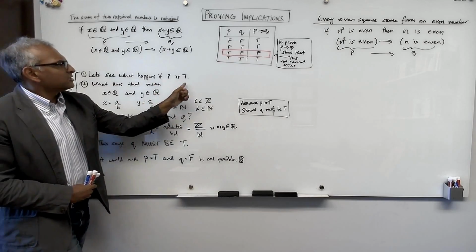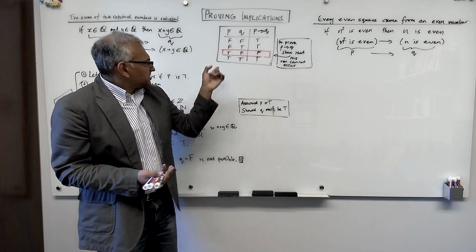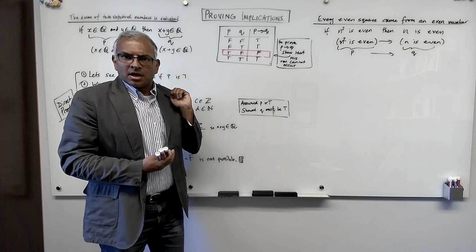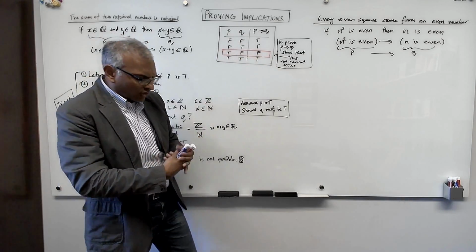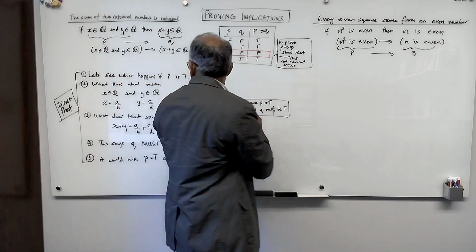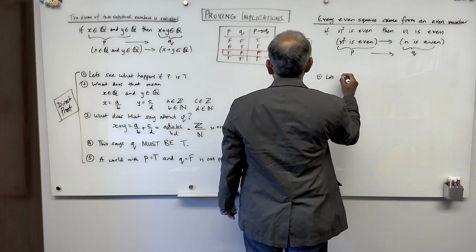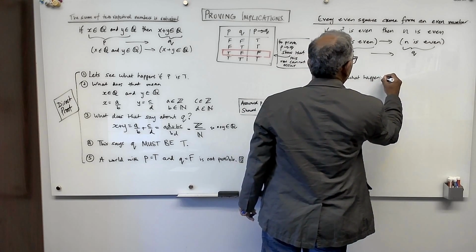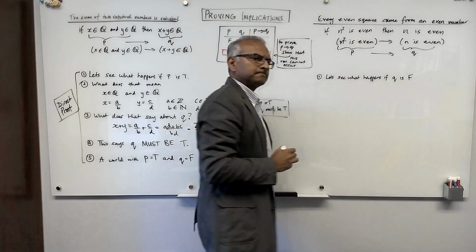Here I assume that P is true. Let me consider the situation where Q is false. It's the same type of world I'm trying to analyze, a world in which this row is occurring. So in this world where this row occurs, Q is false. So let's see what happens if Q is false. So step 1. Let's see what happens if Q is false.